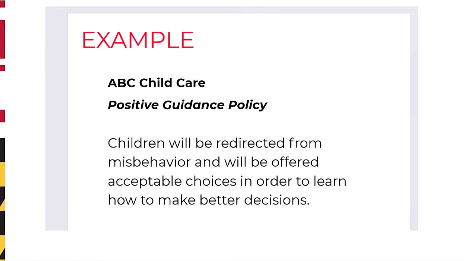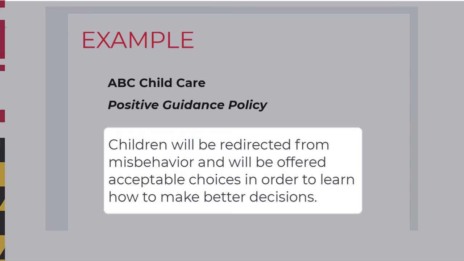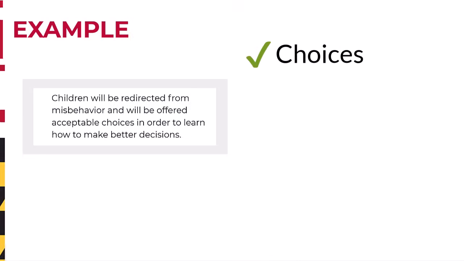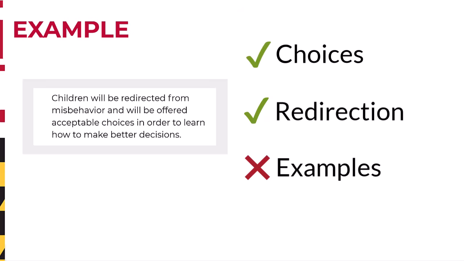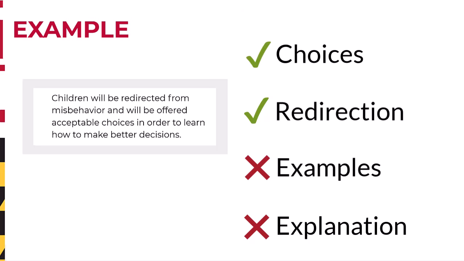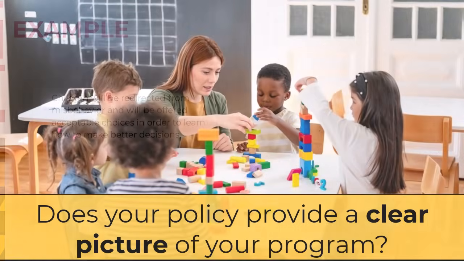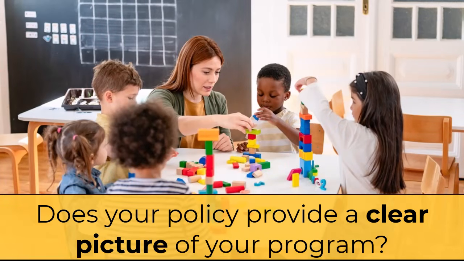This policy states, "Children will be redirected from misbehavior and will be offered acceptable choices in order to learn how to make better decisions." This example does not provide a complete description of how positive guidance is handled in the program. Providing choices and redirection are mentioned. However, there are no examples or explanations of how or why these strategies are used. Remember, a policy must clearly communicate your program's practices and provide a picture of how your program works with children.